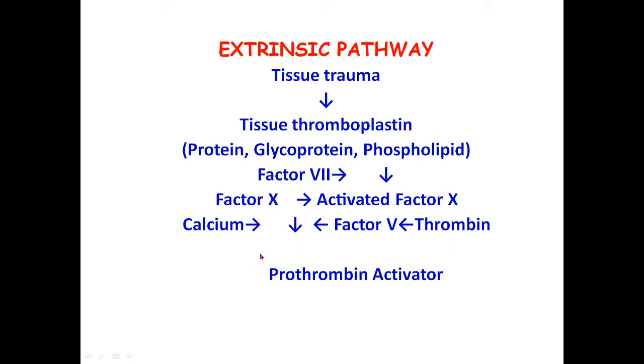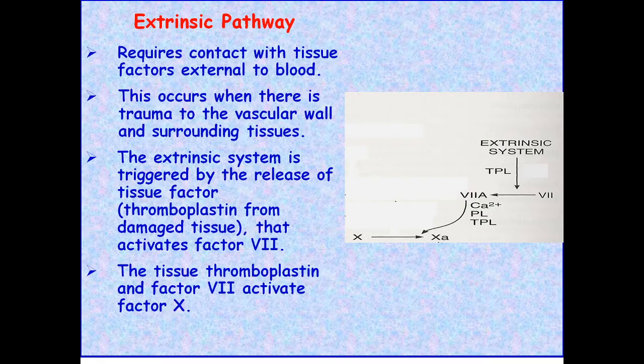This is regarding the extrinsic pathway. This extrinsic pathway requires contact with tissue factors external to blood. This occurs when there is a trauma to the vascular wall and surrounding tissue. The extrinsic system is triggered by the release of tissue factor thromboplastin from the damaged tissue that activates factor 7. And the tissue thromboplastin and factor 7 activate factor 10 into 10A.